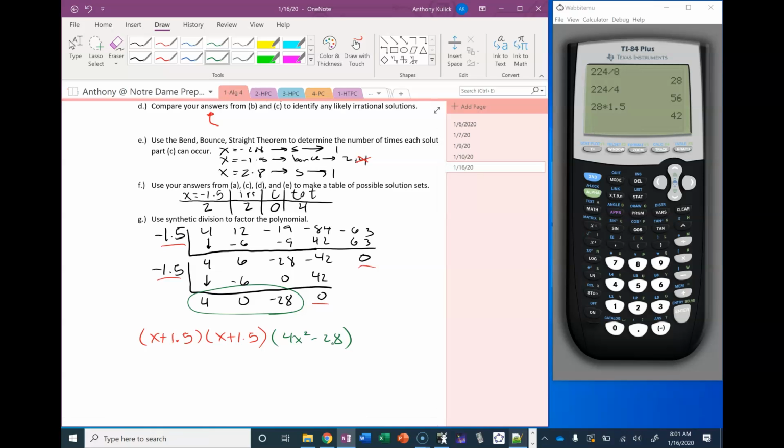Now this is a little bit of a strange factored result. Why does this look a little weird?